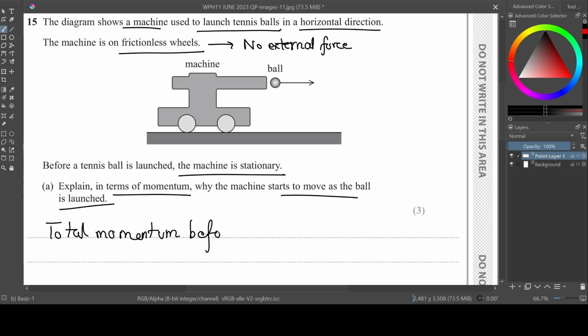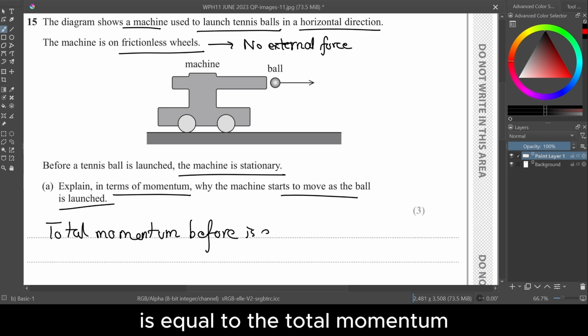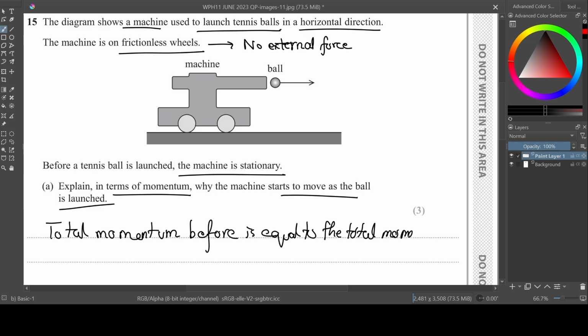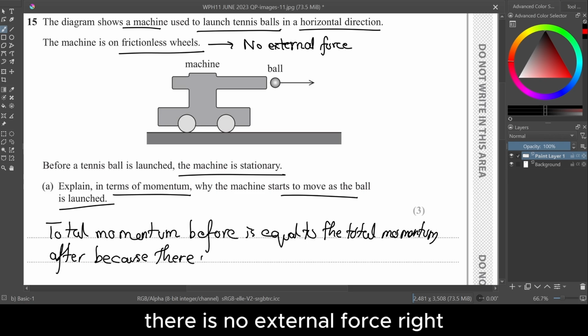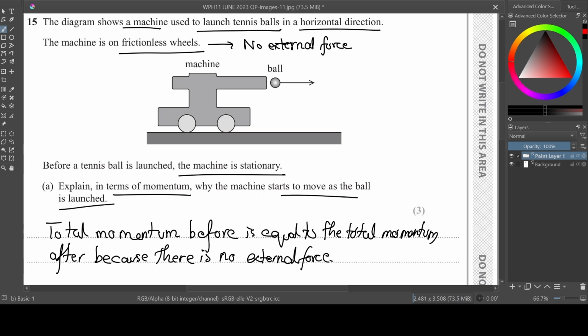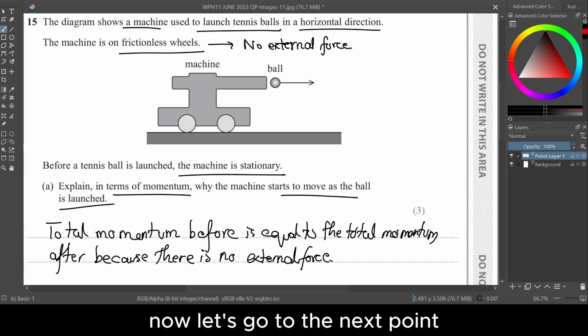Before is equal to the total momentum after, because there is no external force, right? Now let's go to the next point.